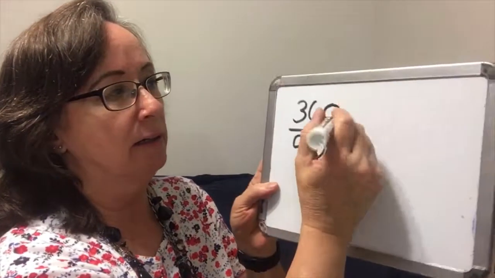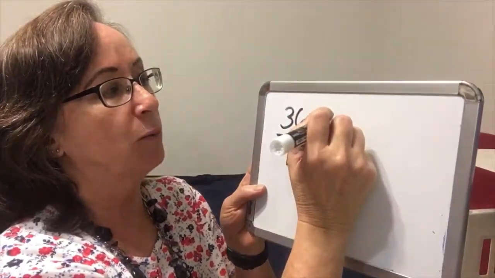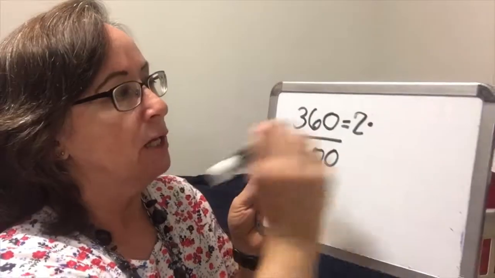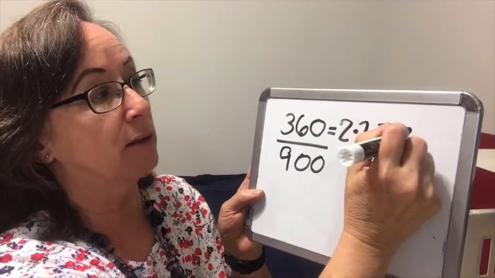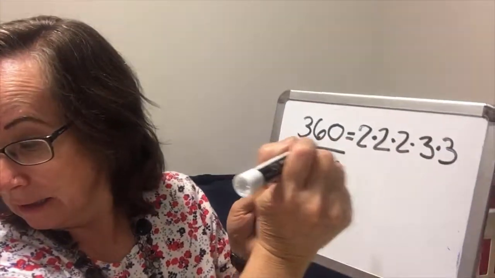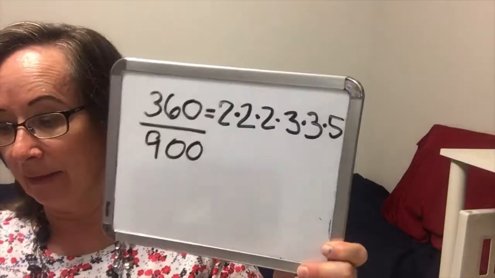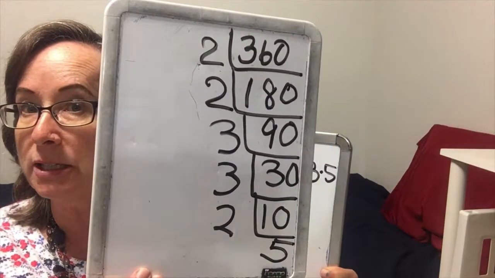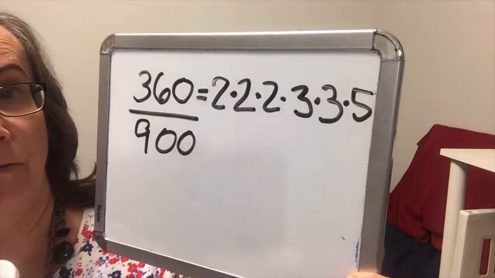And I'm going to write that right here on the top part of this original fraction we had. So we had 2, I'm going to use the little dots because they take up less room. 2 times 2 times 2 times 3 times 3 times 5. Okay, so I am just taking these factors that we just figured out, and we had 3 2's, 2 3's, and a 5.